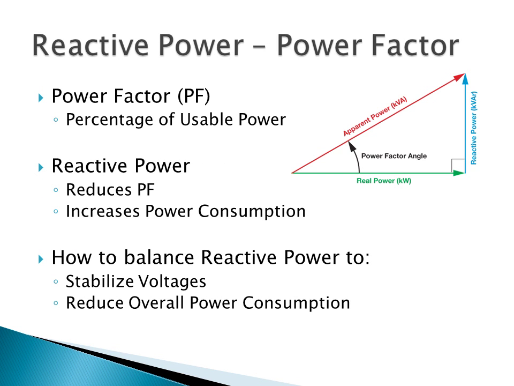Since more current flows through the lines than is needed, the extra power dissipates as heat when reactive current flows through wires, switches, and transformers. Power factor is the percentage of supplied power that is usable for work. Reactive power reduces the power factor and increases power consumption. The problem becomes how to balance the use of reactive power to stabilize voltages while reducing the overall power consumption.